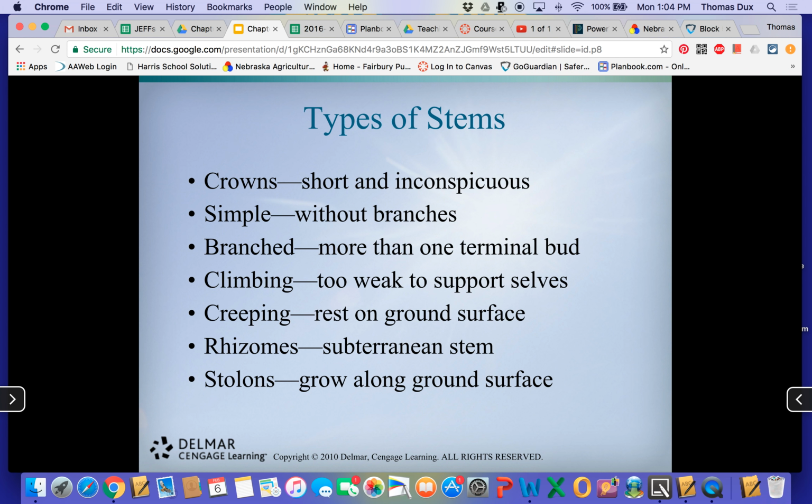Now get these down. I just got a couple pictures. Some other types of stems. We got crowns, simple stems or without branches, branched, more than one terminal bud, climbing or too weak to support themselves, so they climb on things. Creeping, they rest around the surface. There's a plant that we will sell during our plant sale called a creeping jenny. That would be this, kind of rest on the ground.